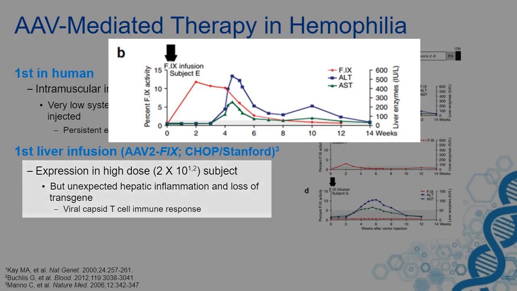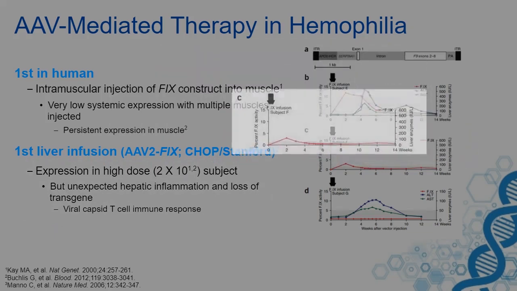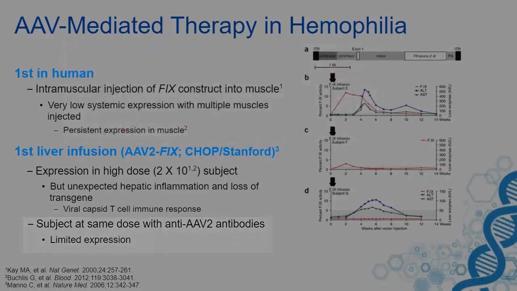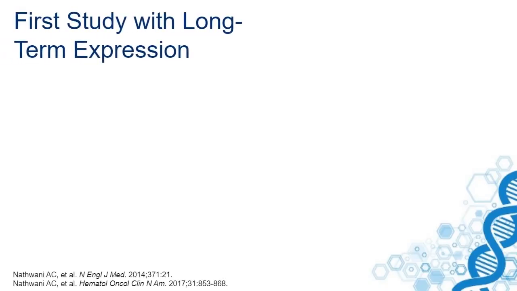Subsequently, there was a patient infused who had pre-existing AAV2 antibodies, and he did not show a response, presumably due to that. And then they subsequently infused another subject to understand the immune response better, and there was, again, an increase in liver function tests, but no factor IX expressed. The first long-term expression is from the St.